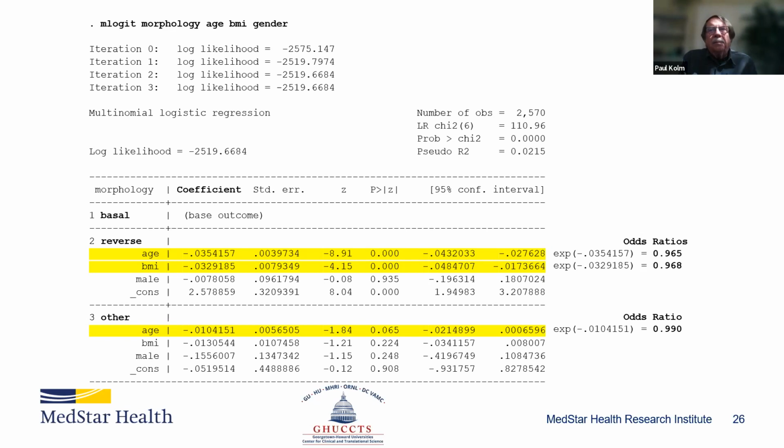What this means in terms of interpretation is that, adjusted for BMI and gender, for every 1 year increase in age, the odds of being in the reverse curvature category decrease by about 3%. The same thing is true for BMI. For every unit increase in BMI, the odds of being in the reverse category decrease by about 3%. And then you can see that for the other morphology category, none of those are significant, although age is fairly close, and it's in the same direction as for the reverse morphology group. So obviously age is probably the primary factor here.